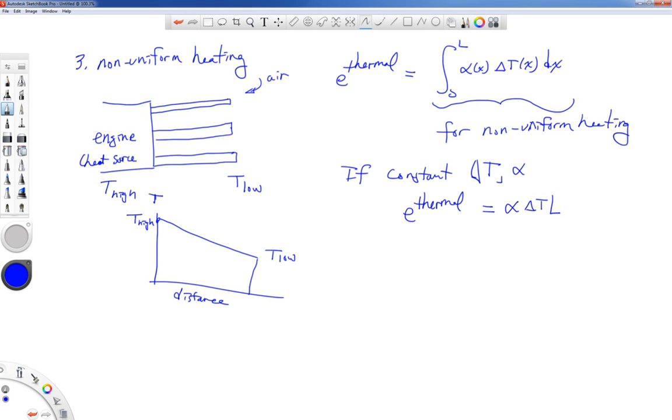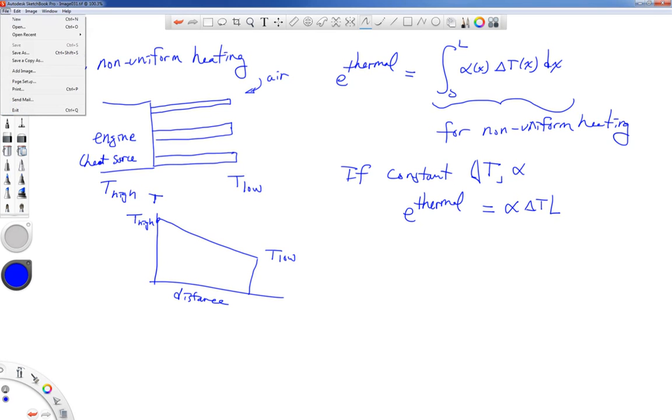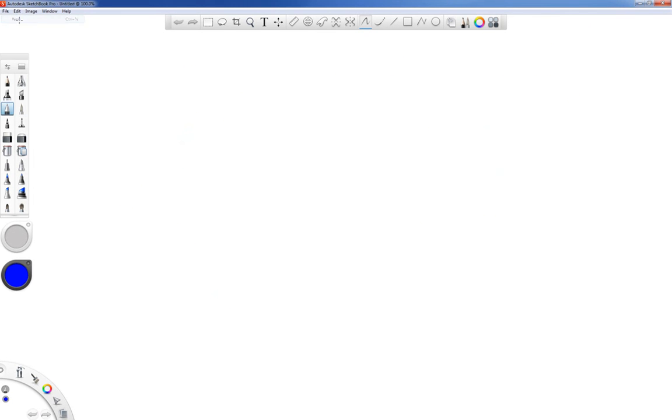Okay, let's save this file. And let's hit a couple highlights here.